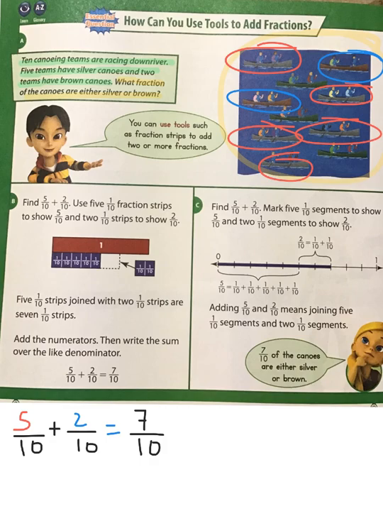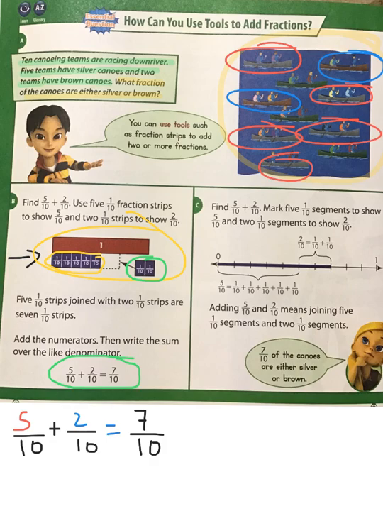If we look at part B up here, it shows us that we can use fraction strips. In here, these first 5 purple ones represent the silver canoes, and these second 2 represent the brown. And down here, if we look, 5/10 plus 2/10 equals 7/10.